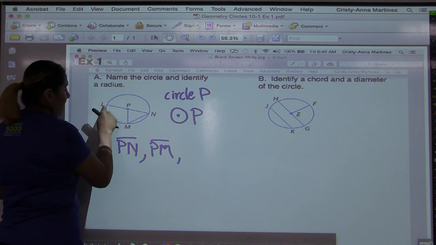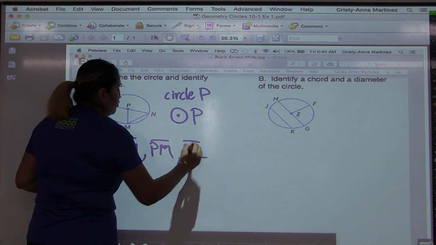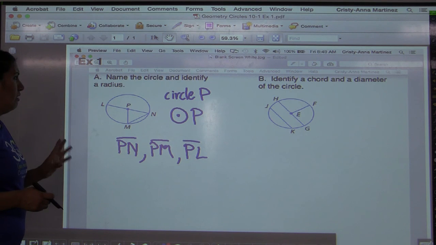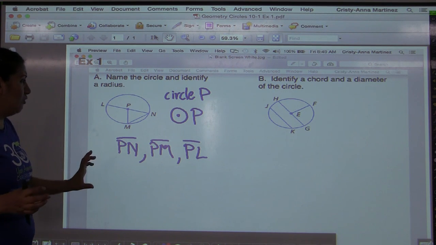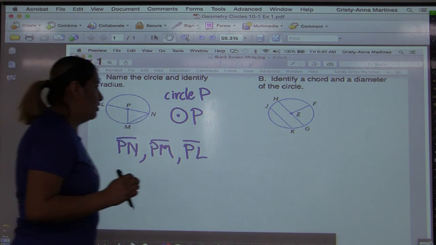And then we have PL. So 3 separate radii. You don't have to name them all. When it says give a radius, you only need 1. But in case you all picked a different one, there you have all the 3 that you could have picked.